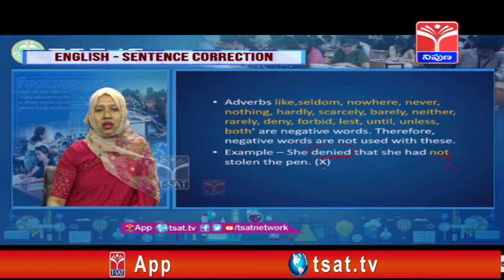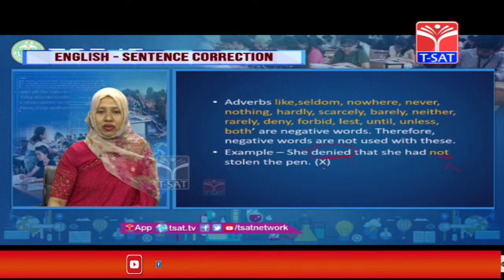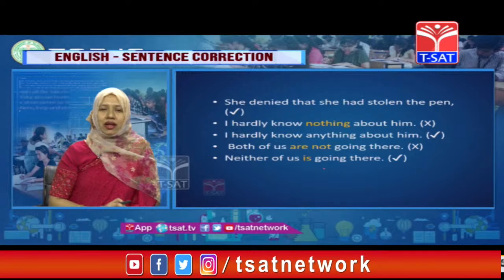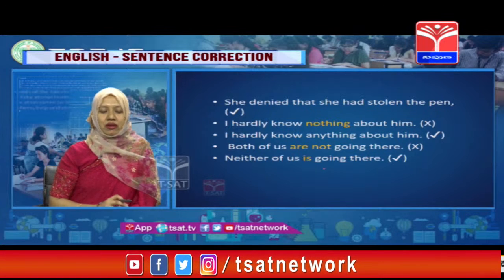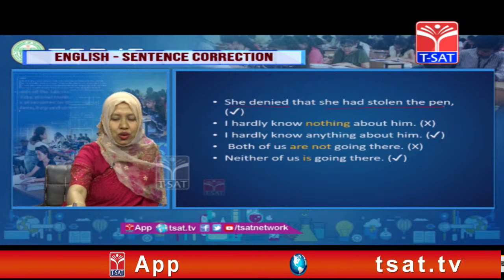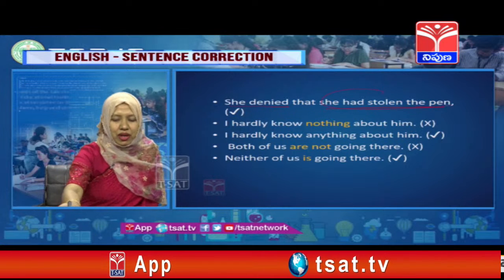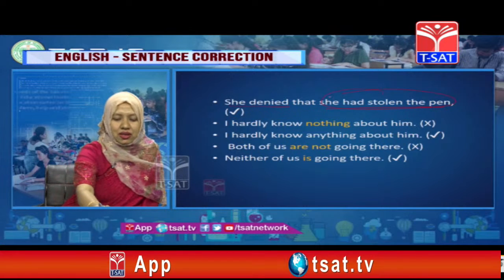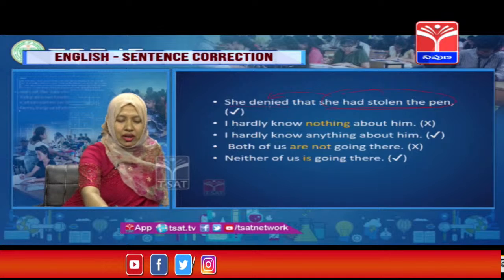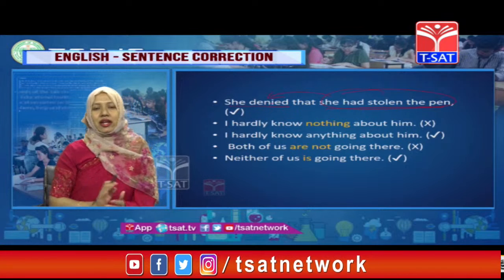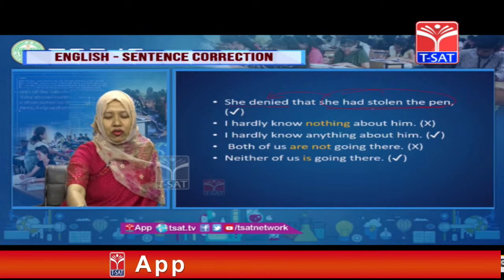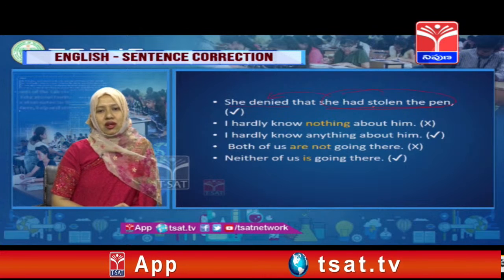Never use "not" or other negative words along with these negative words. You should say, she denied that she had stolen the pen. She denied that she had stolen the pen. This doesn't mean that she had stolen the pen. You are giving clarity here: using the word "denied", you are saying that she said no, she had not stolen the pen. So there is no need of using "not" in this clause.